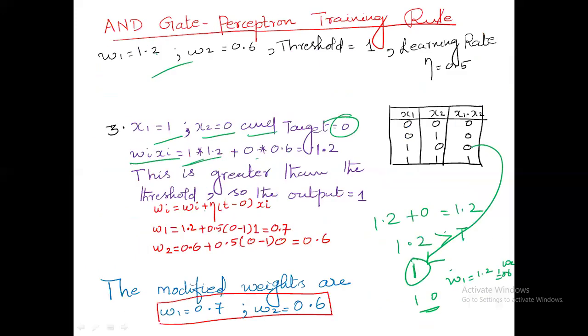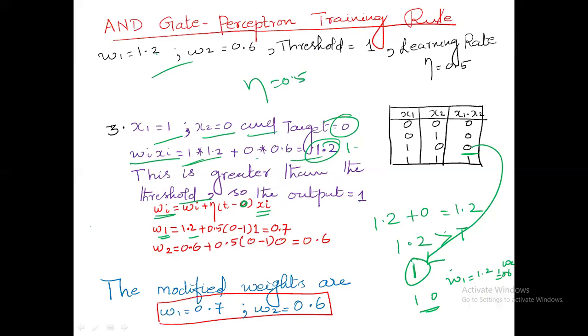So the modified weight, how are we going to apply this? Here we are getting output 1, but our targeted output is 0. So this is greater than the threshold, so the output is 1. So here the formula is Wi is equal to Wi plus eta into (T minus the output you are getting) into Xi. So W1 first, each and every weight we have to change. What is W1? 1.2. What is the eta value we have taken? Eta is 0.5, that is the learning rate.